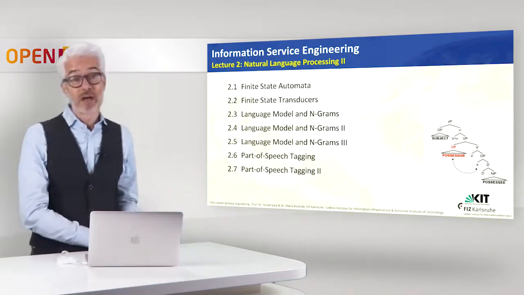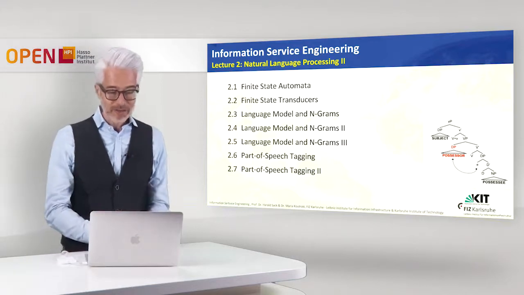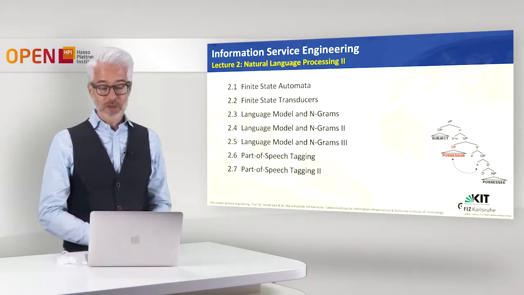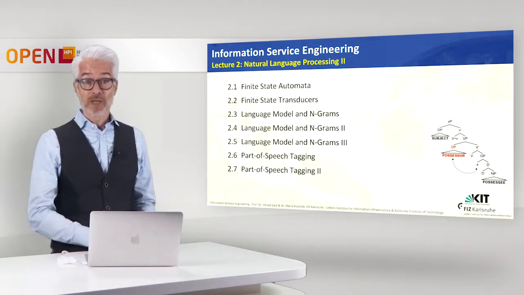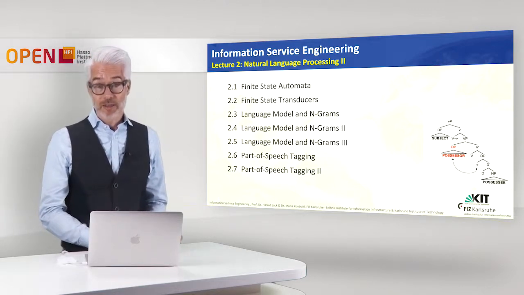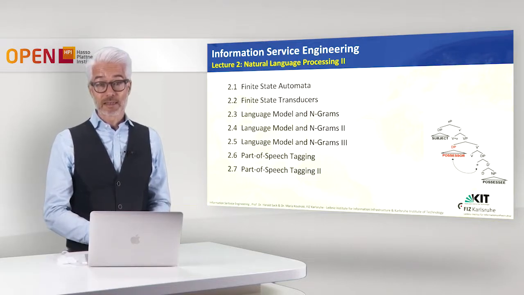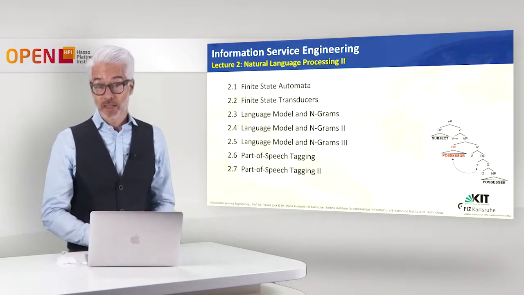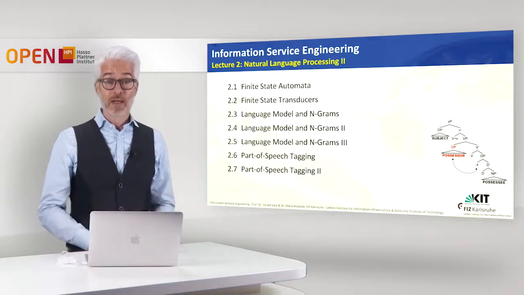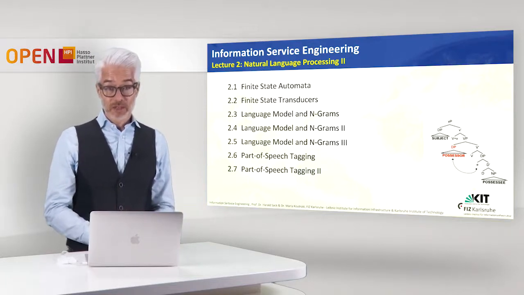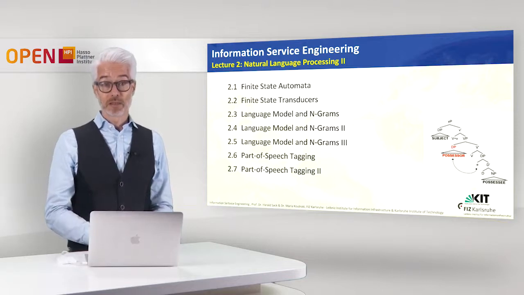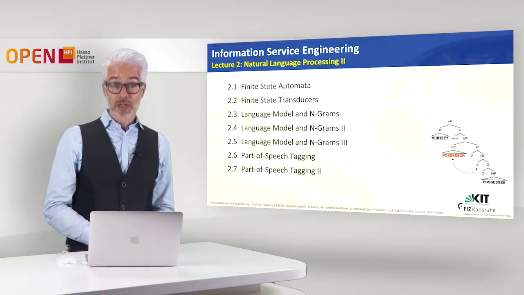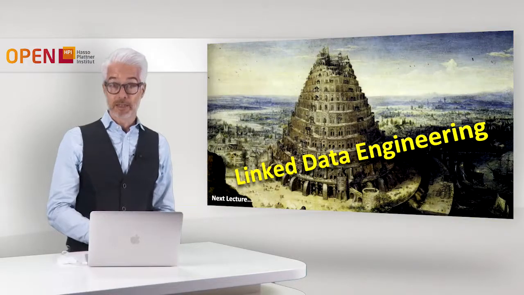Okay, so now we hope you have had a first glimpse of the topics that are available in natural language processing. You know a little bit about how language modeling based on n-grams works, how finite state automata work, for example for morphological analysis, and also how part-of-speech tagging works. Of course, this is not the entire subject of natural language processing. There are lectures covering much more, but in terms of information service engineering, this is a good start to become familiar with natural language processing. So in the next lecture, we will continue information service engineering, and then we will talk about linked data engineering.